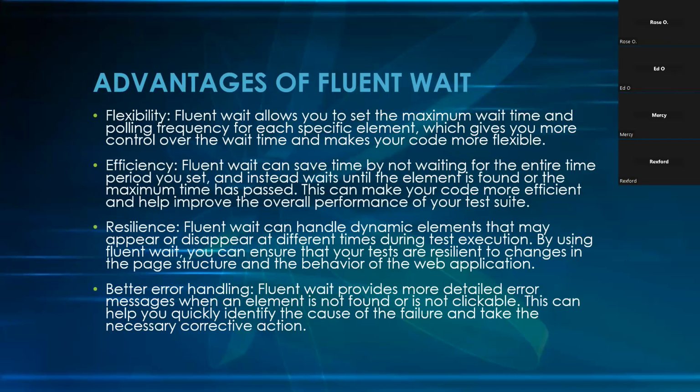This can make your code more efficient and help improve the overall performance of your test suite. Resilient. FluentWait can handle dynamic elements that may appear or disappear at different times during test execution. So by using FluentWait, you can ensure that your tests are resilient to changes in the page structure and the behavior of the web application. Better error handling. FluentWait provides more detailed error messages when an element is not found or is not clickable. And this can help you quickly identify the cause of the failure and take the necessary corrective action.